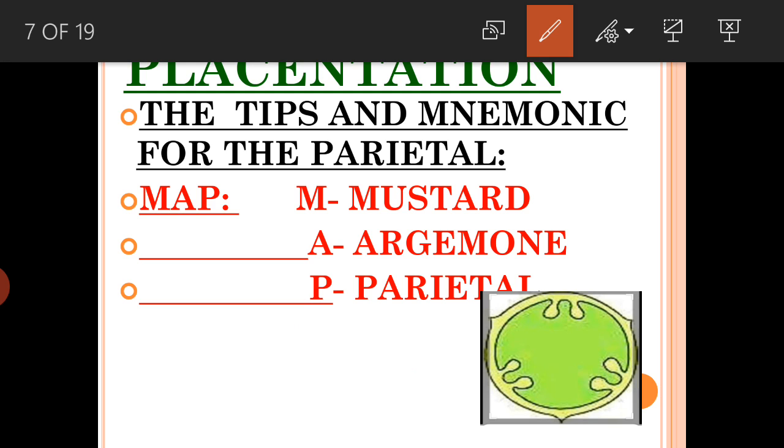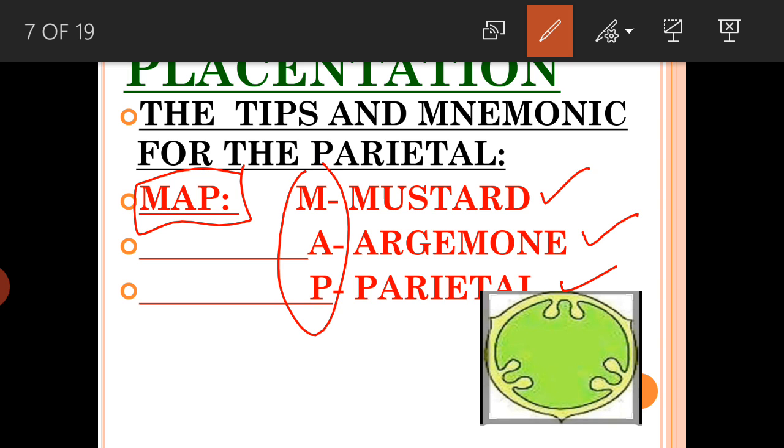Now let's see the trick to remember the examples. The mnemonic here is MAP. M stands for mustard, A stands for argemone and P stands for parietal. So the examples for parietal are mustard and argemone. The simple trick you have to remember is MAP.